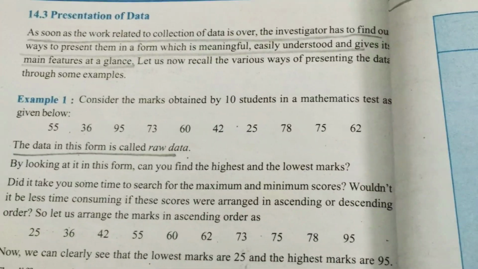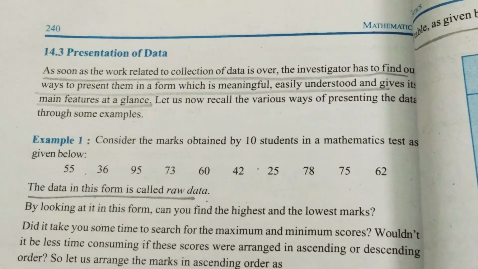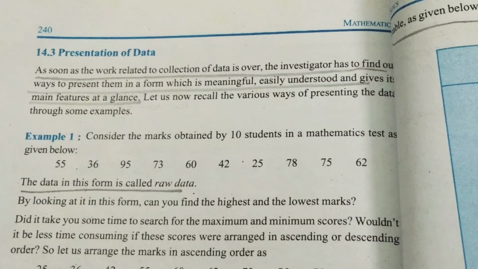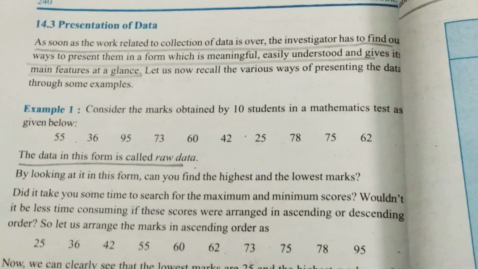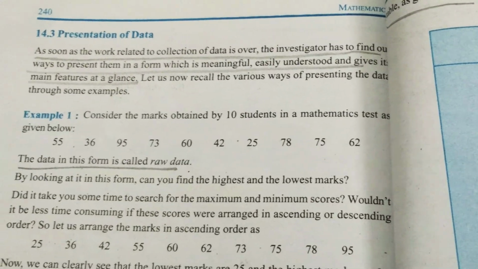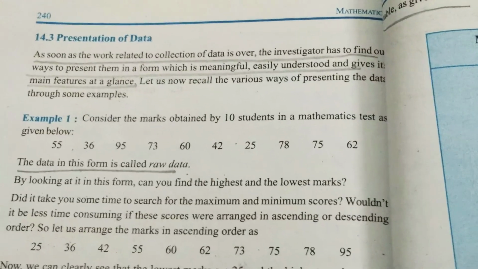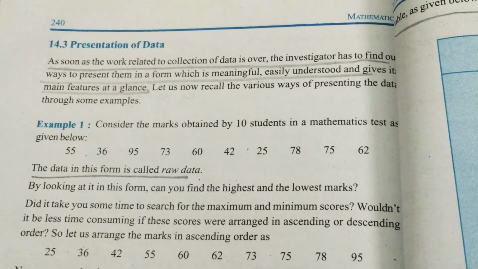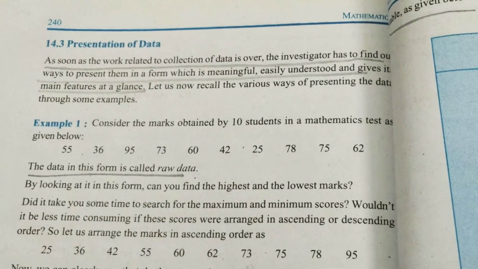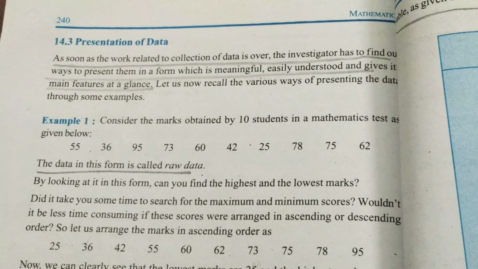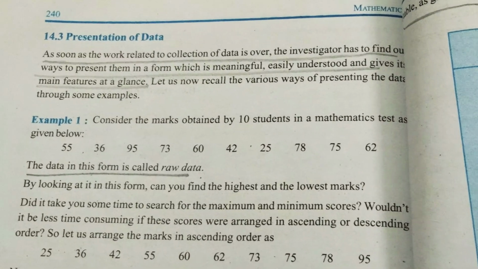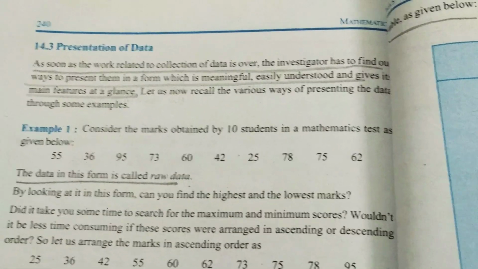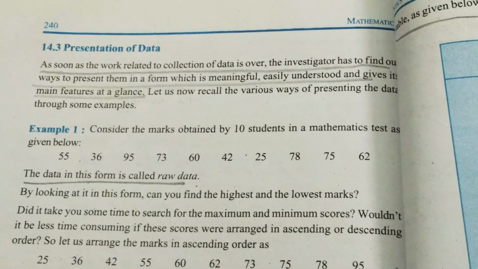Good morning, students. Yesterday we learned the introduction part of statistics. What is statistics? What is data? What are the various types of data? That is primary and secondary data. The information which is collected is classified into primary and secondary data. But as soon as the work related to collection of data is over, the investigator has to find out ways to present them in a form which is meaningful, easily understood, and give its main features at a glance.